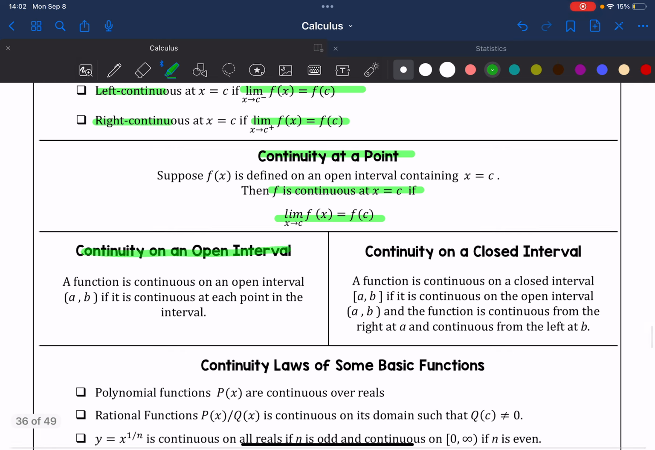We can have continuity on an open interval. This says a function is continuous on an open interval if it's continuous at each point in the interval. So continuous on an open interval at each point. Continuity on a closed interval. A function is continuous on a closed interval if it's continuous on the open interval. So it's continuous on the closed if it's continuous on the open.